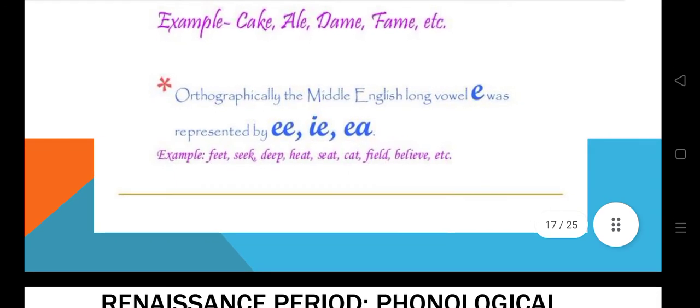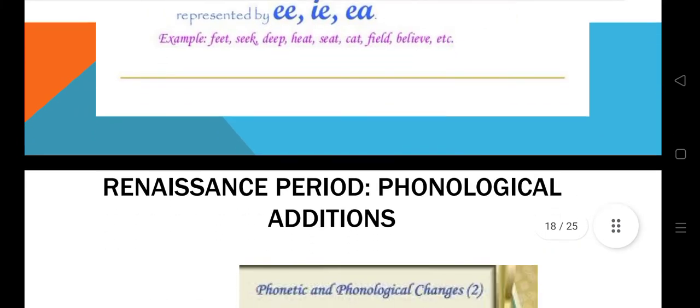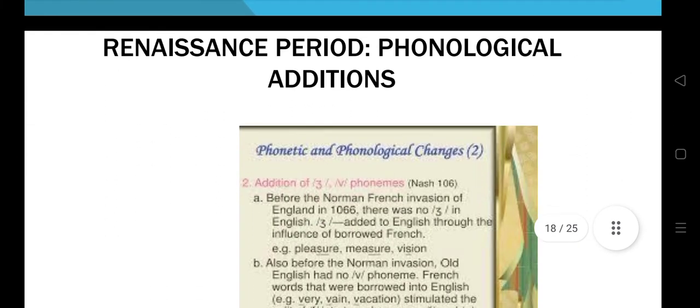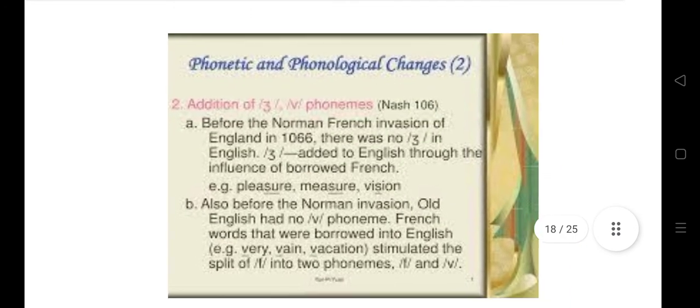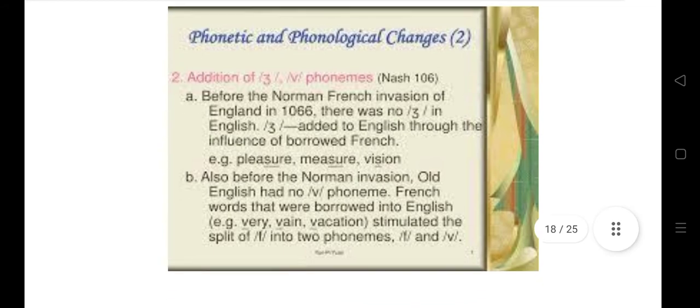Orthographically, the Middle English long vowel E was represented in this manner, and examples include feet, seek, deep, heat. And the Renaissance period phonological additions. Changes in phonetics with respect to phonetic and phonological changes. Phonetics and phonology deal with the sounds of language.